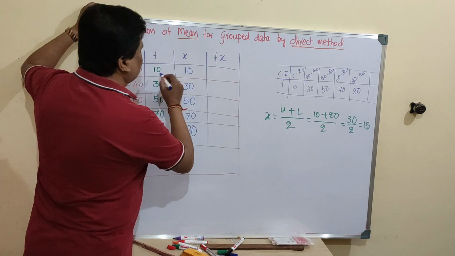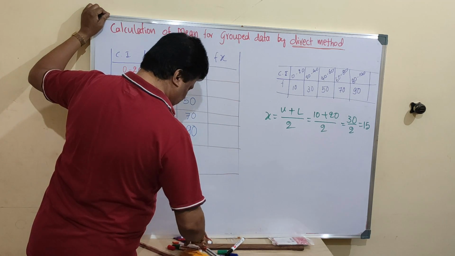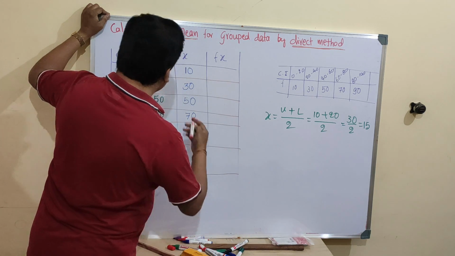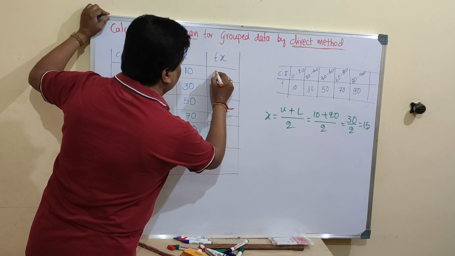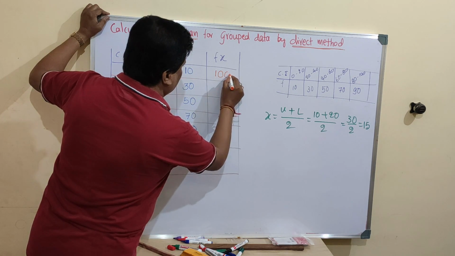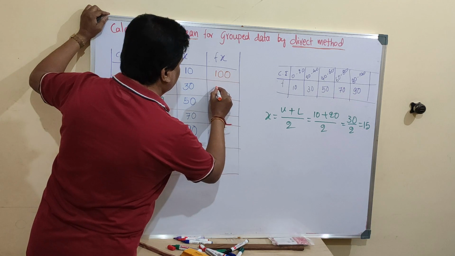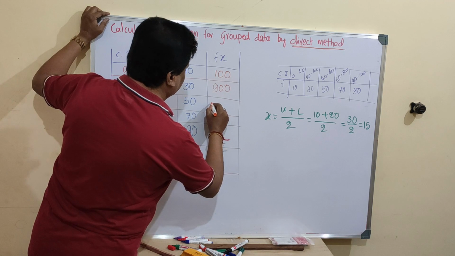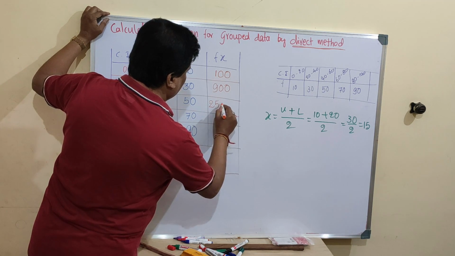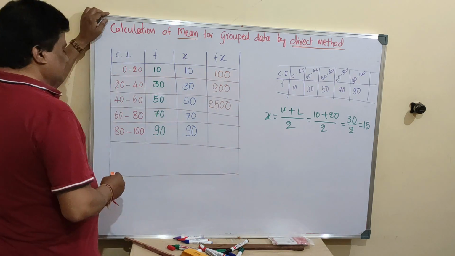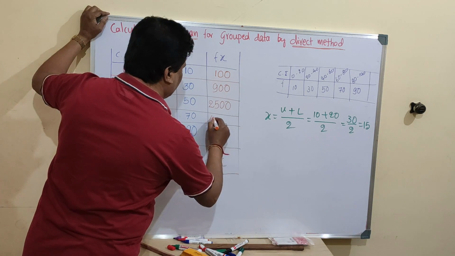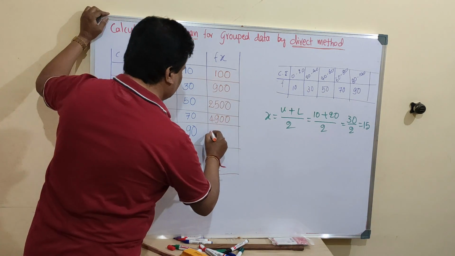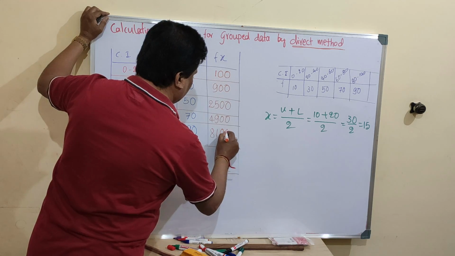Now fx: 10 tens are 100, 30 thirties are 900, 50 fifties are 2500, 70 seventies are 4900, and 90 nineties are 8100.